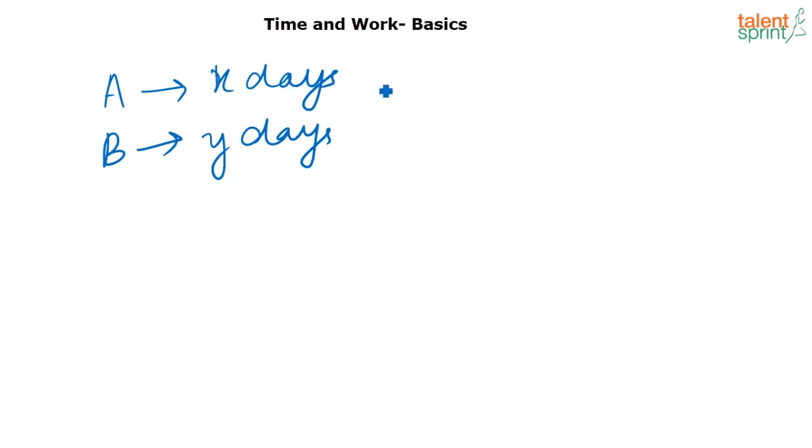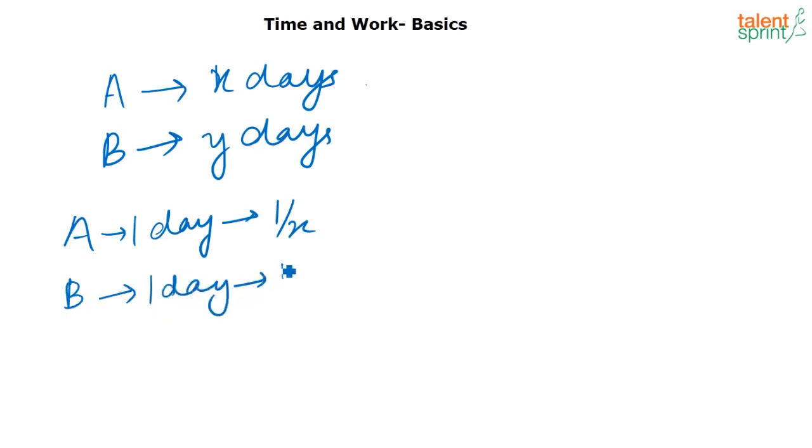If A is able to do a work in X days, in 1 day, how much will A do? A will do 1 by X of the work. Similarly, in 1 day, B will do 1 by Y of the work. Put together, A and B in 1 day will do 1 by X plus 1 by Y. You take the LCM of X and Y, and then you write X plus Y by XY.